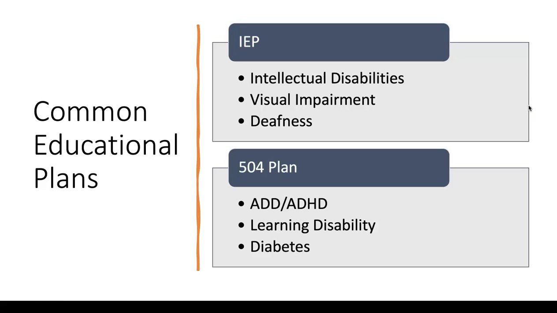Some of the common educational plans you will see in your classroom include IEPs and 504 plans. Disabilities under the IEP include intellectual disabilities, visual impairment, and deafness. For the 504 plan, some of the disabilities you will see under it include the students having ADD or ADHD, learning disabilities, or maybe even diabetes.